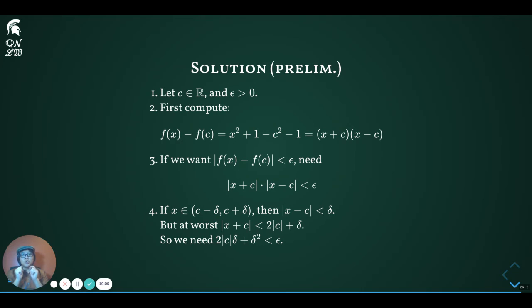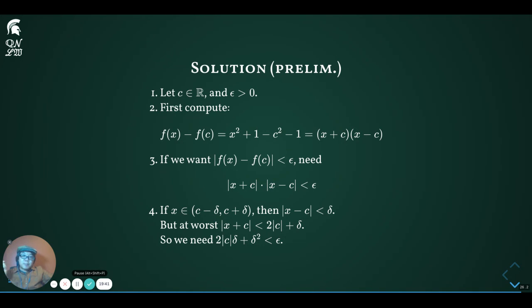Now, if we want the difference of output to be less than epsilon, we need to show that the absolute value of x plus c times the absolute value of x minus c is less than epsilon. Now, we haven't chosen a delta yet, but whichever delta we choose, the value of x minus c is not more than delta. This is what it means for x to be between c minus delta and c plus delta.